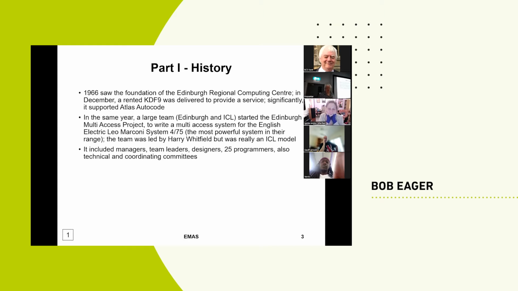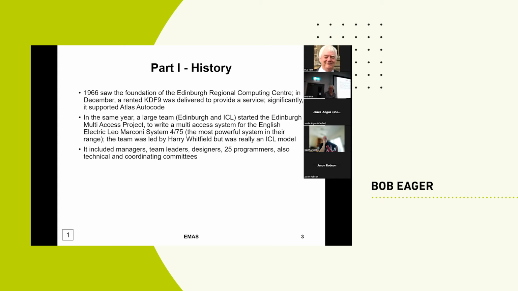And in the same year, they put up a team to try to get multi-access. This machine did not have it, or the machine they were going to get, the KDF9, was temporary. The machine they were going to get was an English Electric Leo Marconi System 475, which is basically a sort of clone of an IBM mainframe, the IBM 360 at the time. And it was the most powerful system in their range, and it only supported batch. So, you punch these things on cards or paper tape or whatever, and you've got printout.